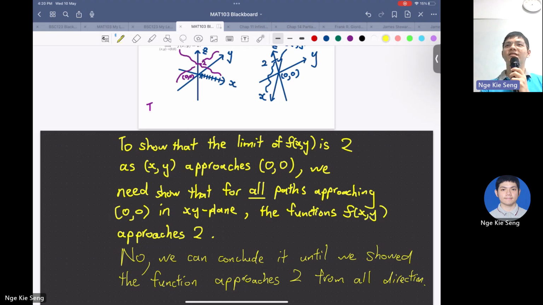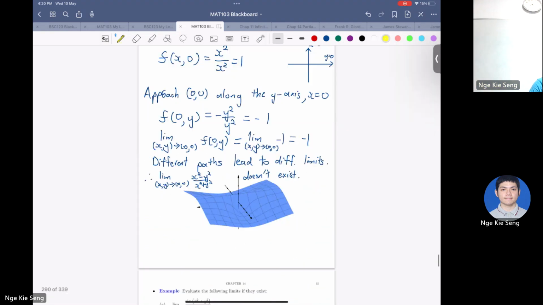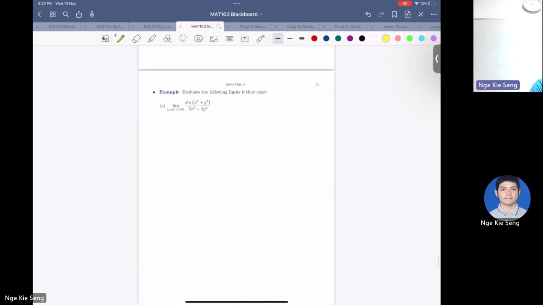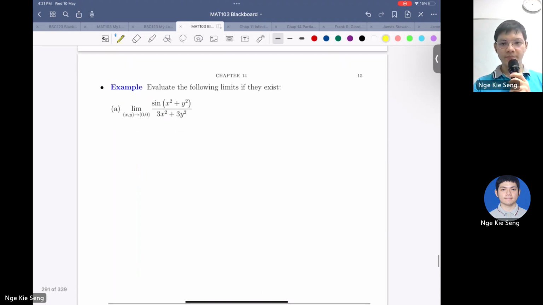How are we going to consider all directions without using epsilon-delta? So this is the technique. We have learned polar coordinates, right? So we need to make use of polar coordinates.